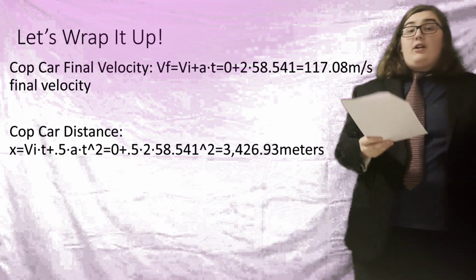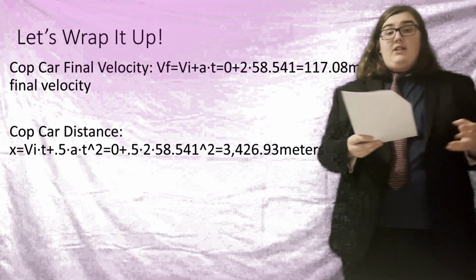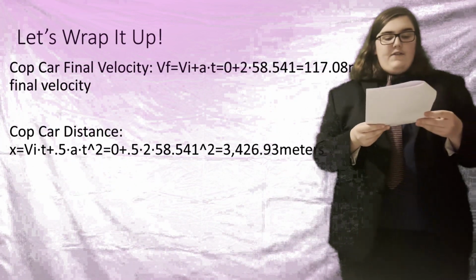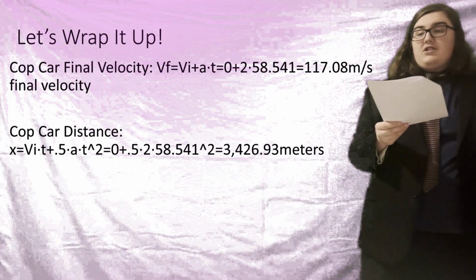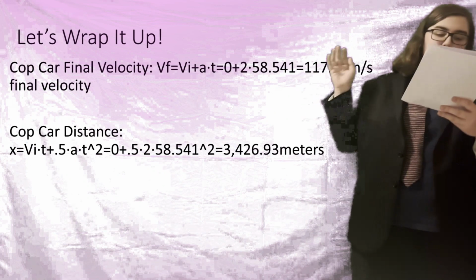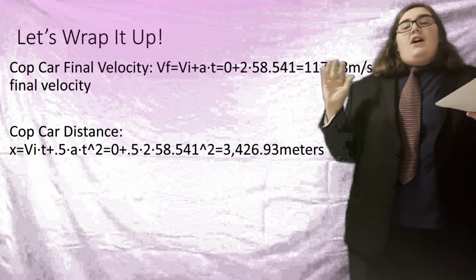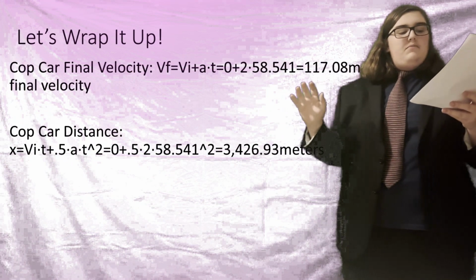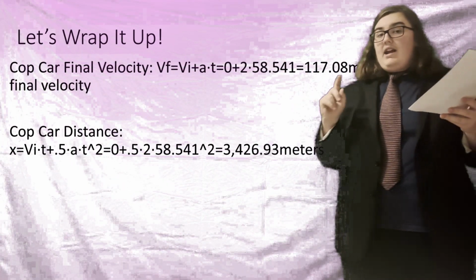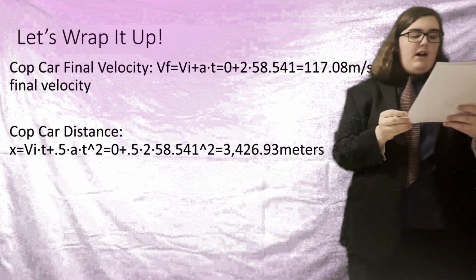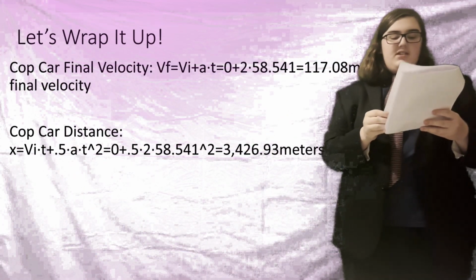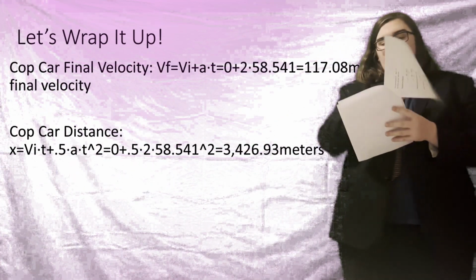And now we can really open the equation up. Now that we have a couple variables, we can really figure out everything we need to know. To find out how fast the cop car was going when it caught the speeder, just use the following equation: velocity final equals velocity initial plus acceleration times time. So final velocity would be equal to 117.08 meters per second.